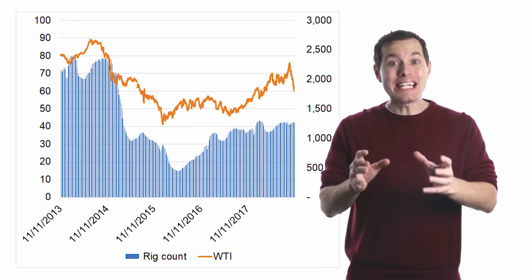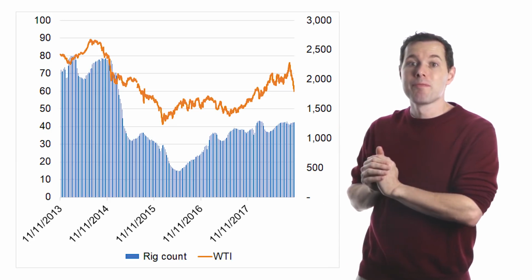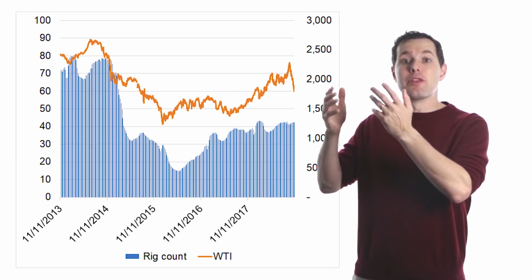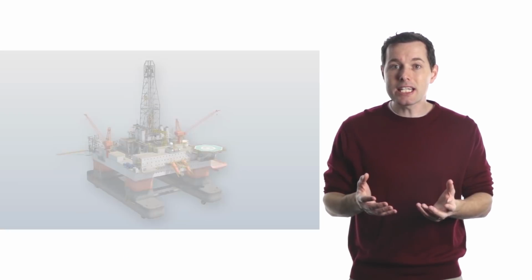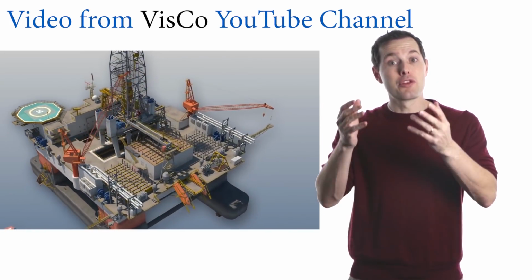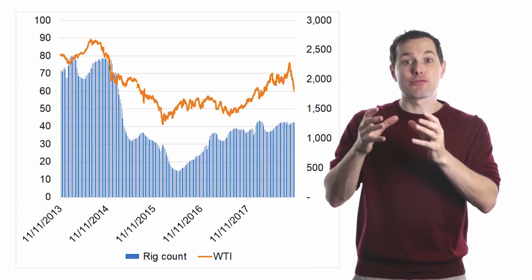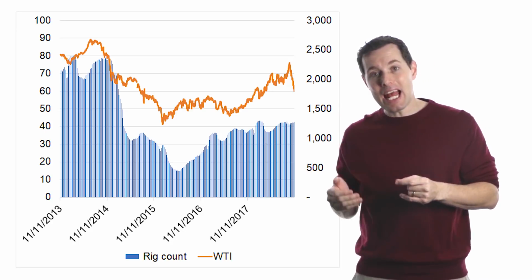Another interesting metric to look at is the rig count. The most popular indicator for rig counts is the Baker Hughes rig count. Here's what that chart looks like. The orange line is oil. The blue bars are rigs. A rig is what they use to extract oil and gas from the ground. The rig count measures all active oil and gas rigs in the United States and Canada.